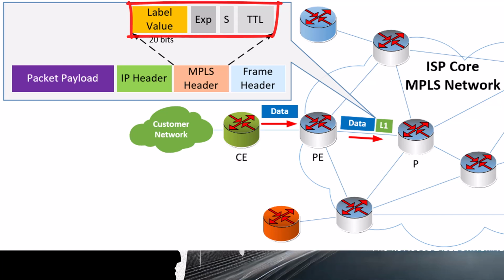For now, we'll focus on the label value, which is a 20-bit numerical value that's assigned to the particular packet. This label is what is used throughout MPLS to direct the packet to its appropriate destination.